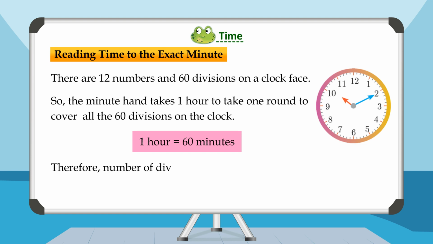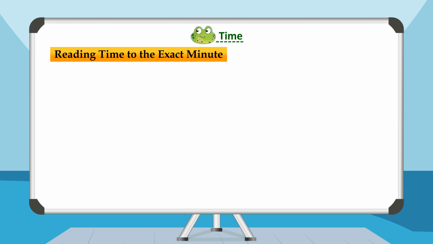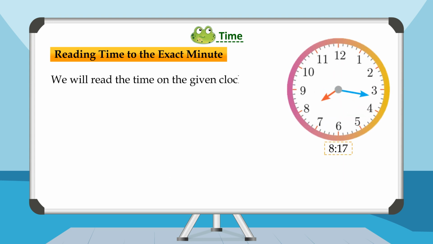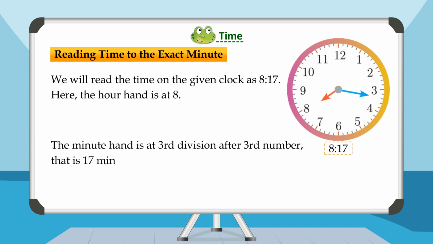Therefore, the number of divisions between two consecutive numbers is 60 divided by 12, which is equal to 5 divisions or minutes. We will read the time on the given clock as 8:17. Here, the hour hand is at 8. The minute hand is at the 3rd division after the 3rd number, that is 17 minutes. 3 into 5 is equal to 15, plus 2 minutes is equal to 17 minutes.